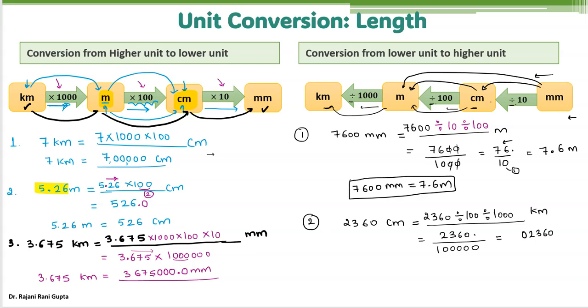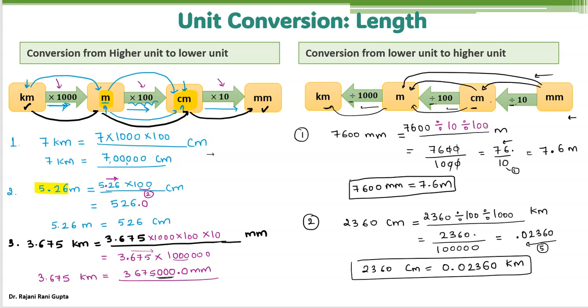Remember, you can always replace by 0 only, not any other thing. And then you put the decimal point here. So you move 5 places towards the left. Like here, we added 0 at the end; here, we have to add 0 at the beginning. So this gives you 2360 centimeter equal to 0.02360 kilometer. Okay, I hope it's clear now.